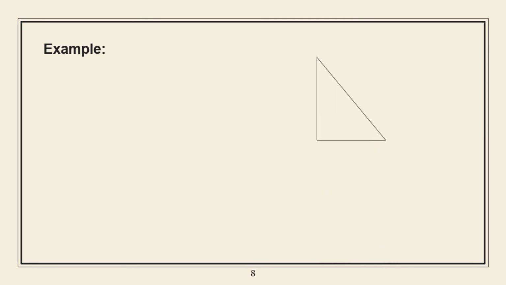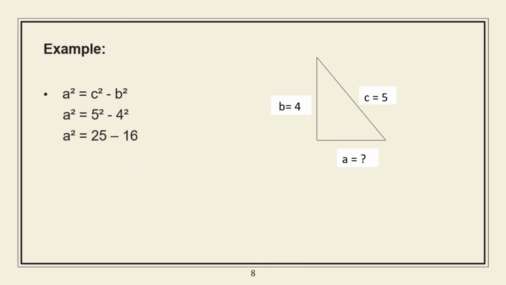Given a right triangle, B is 4, C is 5, which is the longest side, and A is missing. When we solve for the value of A, our formula is A squared equals C squared minus B squared. So, we are going to substitute the values of C and B. A squared equals 5 squared minus 4 squared. 5 squared is 25, 4 squared is 16. So 25 minus 16.